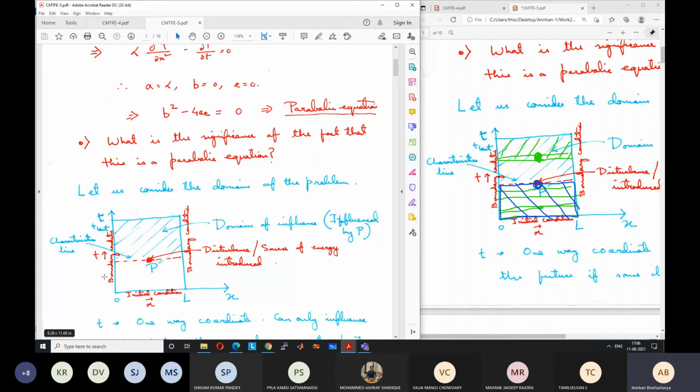It is not that it is time dependent. The x direction itself also can behave like a parabolic nature. So what will be the domain of influence and domain of dependence in that case? Is my example clear? Did you understand what I'm trying to say?